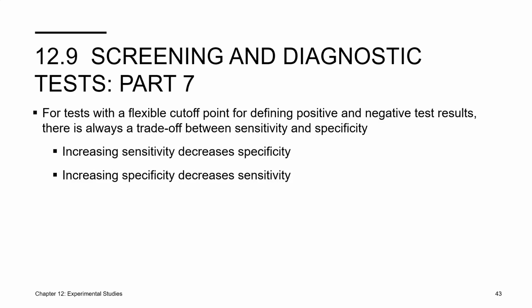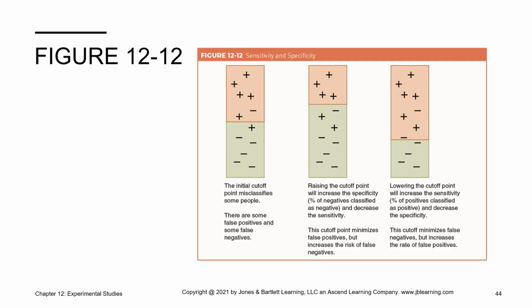For tests with flexible cutoff points for defining positive and negative results, there's always a trade-off. So once you increase your sensitivity, it may decrease specificity. If you increase your specificity, this decreases sensitivity. So it's always a balancing game between those two. And so here it shows some differences in the testing level of the cutoff. So changing the cutoff for your threshold can change that sensitivity and specificity.